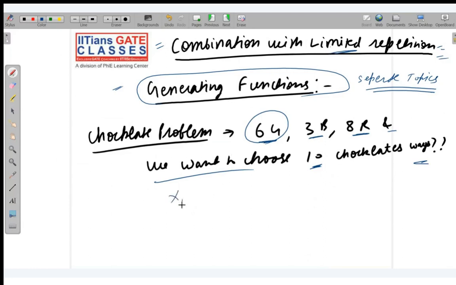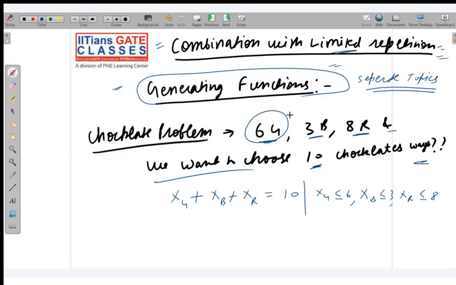So how many ways? I will write the equation like this: x1 plus x2 plus x3. Rather, let me write it like this: x green, number of green chocolates; x blue, number of blue chocolates; x red, number of red chocolates. That should be equal to 10. But I have a constraint. What? X green should be less than or equal to 6. X blue should be less than or equal to 3. X red should be less than or equal to 8. So three upper constraints I have given you. I have told you only one upper constraint I can solve, but three I have given. So now clearly this is combination with limited repetition, and I will solve this with the help of generating functions.